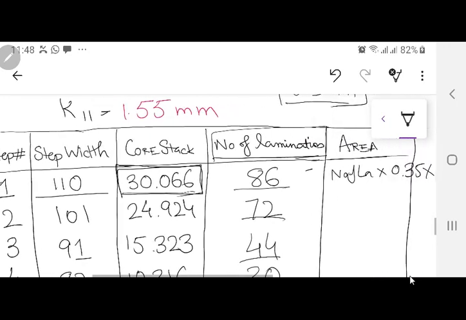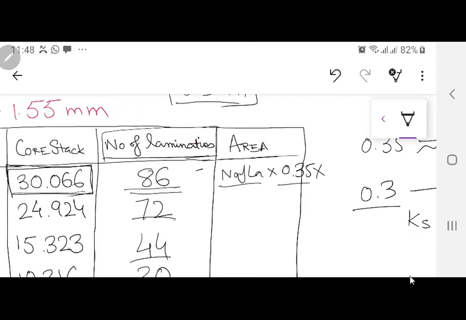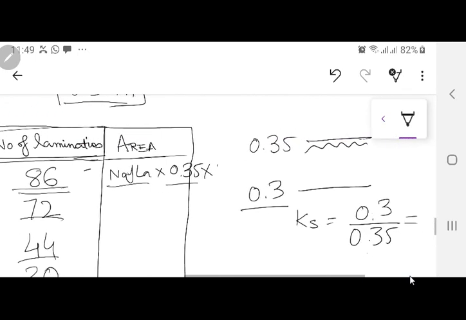Question repeat. This is the number of laminations, which is 86. I am going to multiply it by 0.35. क्या मिलेगा मुझे? Number of laminations multiplied by 0.35. This is giving me the actual width over there, which I am using. So I am going to multiply it by step width, and find out the area again.